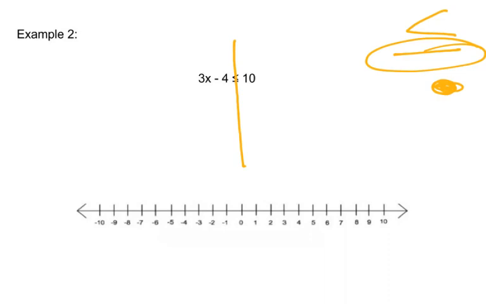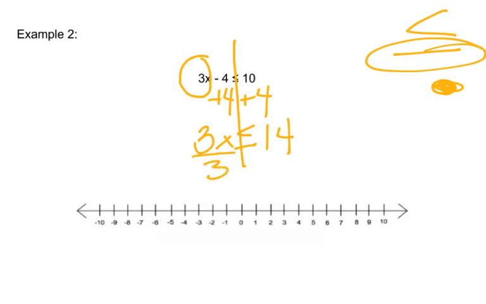So in this problem, here is the only term that has an x. So first I want to isolate that by adding 4 to both sides. Then 3x is less than or equal to 14. And now that we've isolated the x term, we'll get x by itself by dividing by 3. So x is less than or equal to 14 over 3.